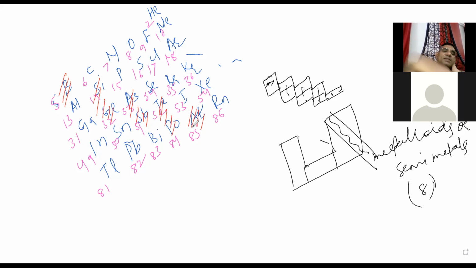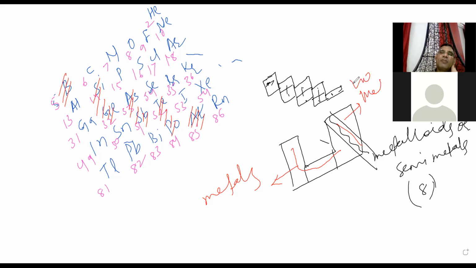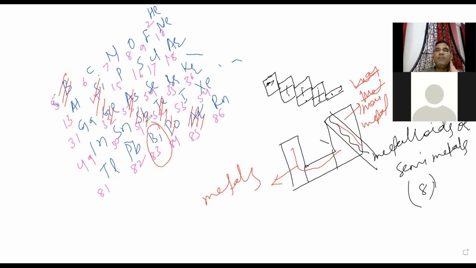All the elements placed on the left hand side of this strip are called metals, and the elements on the right hand side are called non-metals. So see here, bismuth has 5 electrons in the valence shell, but it is placed on the left hand side of this strip of 8 elements. That's why it is a metal.